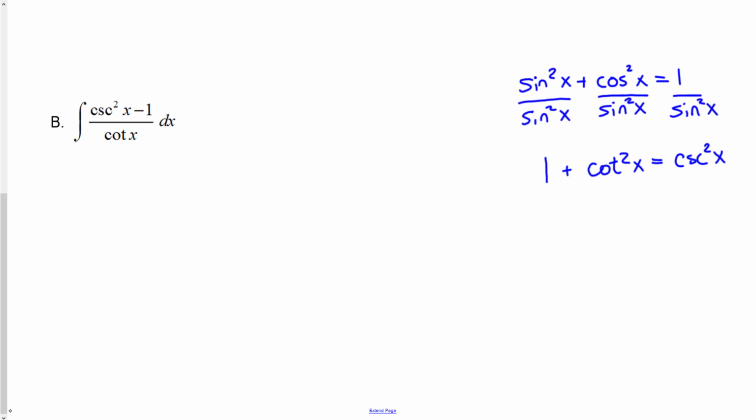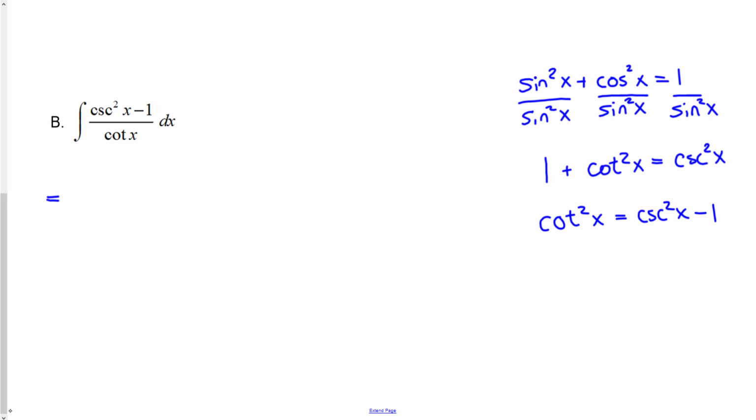But I don't just have cosecant squared in my numerator. I have cosecant squared minus 1. So I think I can even do better than that. So cotangent squared x would be cosecant squared x minus 1 if I just subtract 1 from each side.